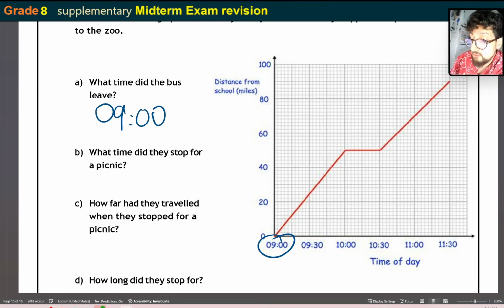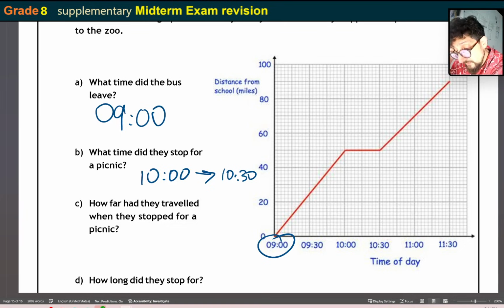What time did they stop for a picnic? They stopped for a picnic right there, as you can see. So they stopped at 10 o'clock. At 10 o'clock. And it's 10 to 10:30. It doesn't show us the duration, but just to have complete answers there, so 10 to 10:30, they stopped.